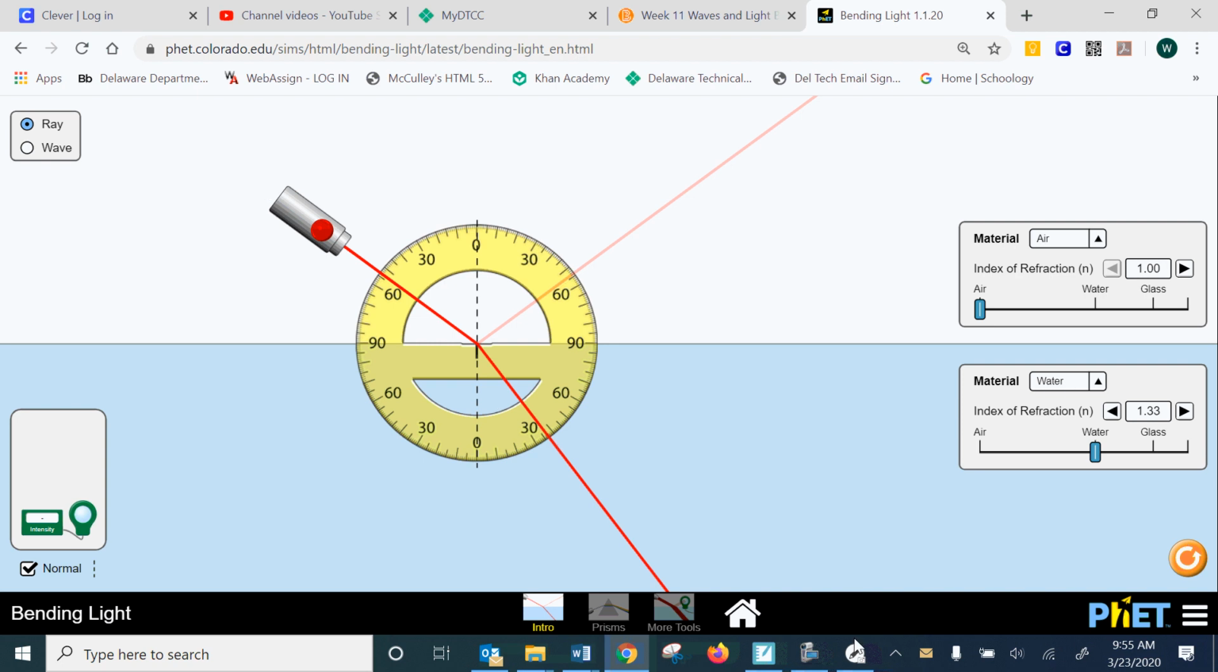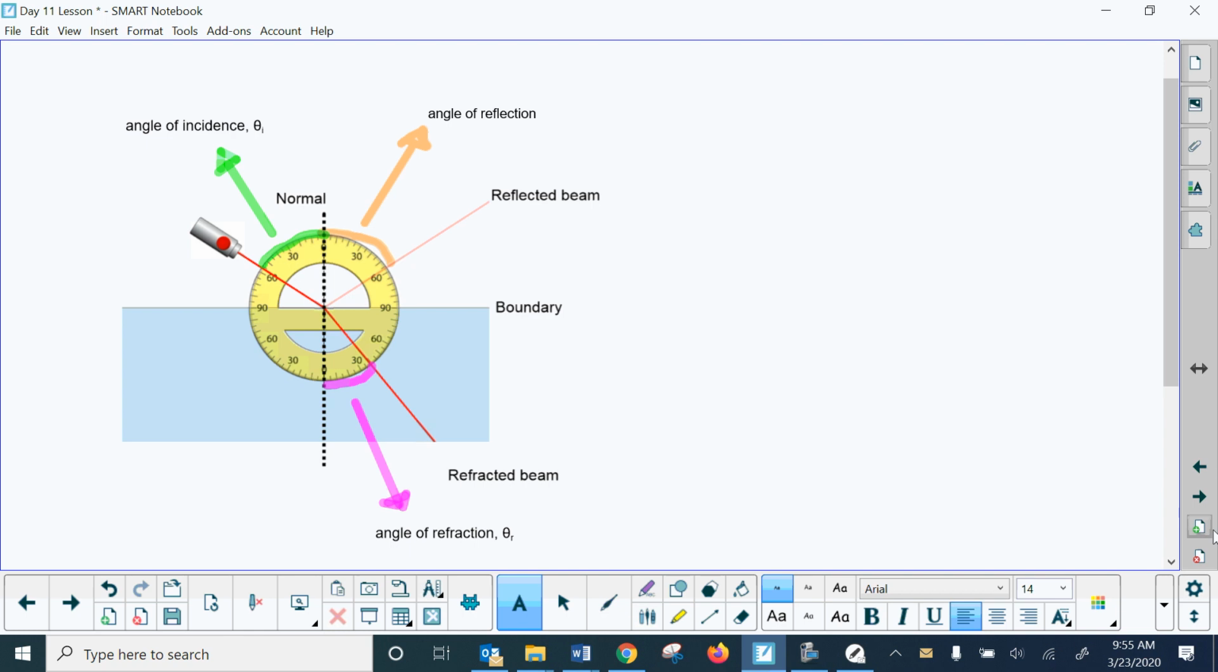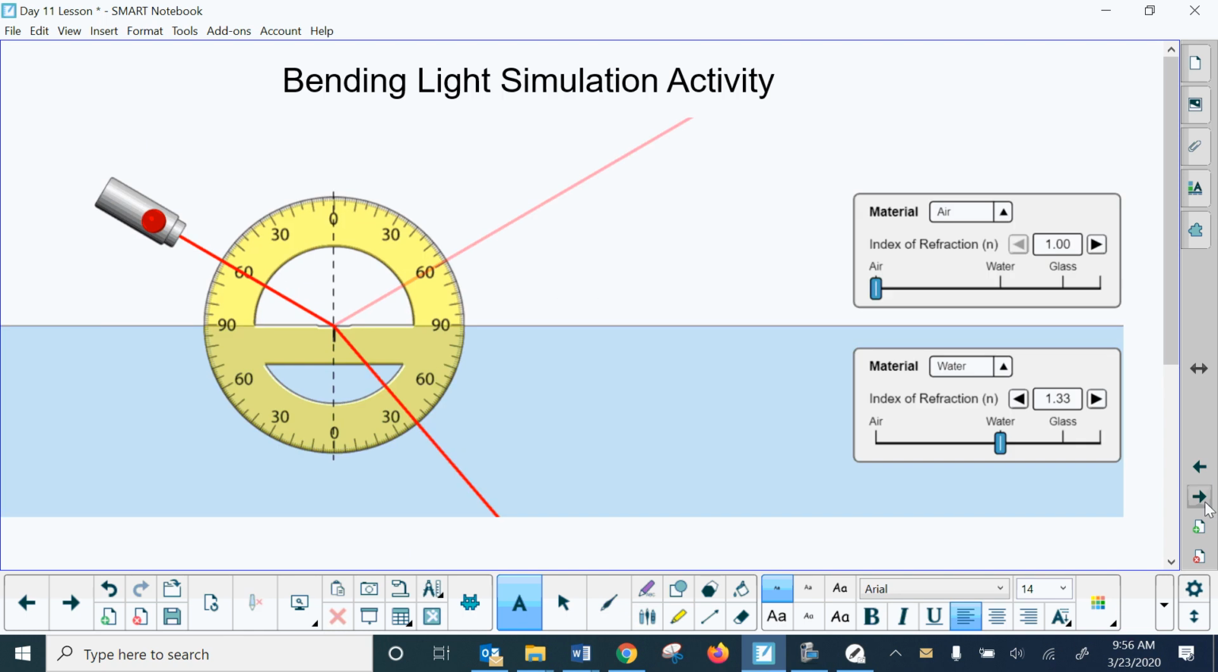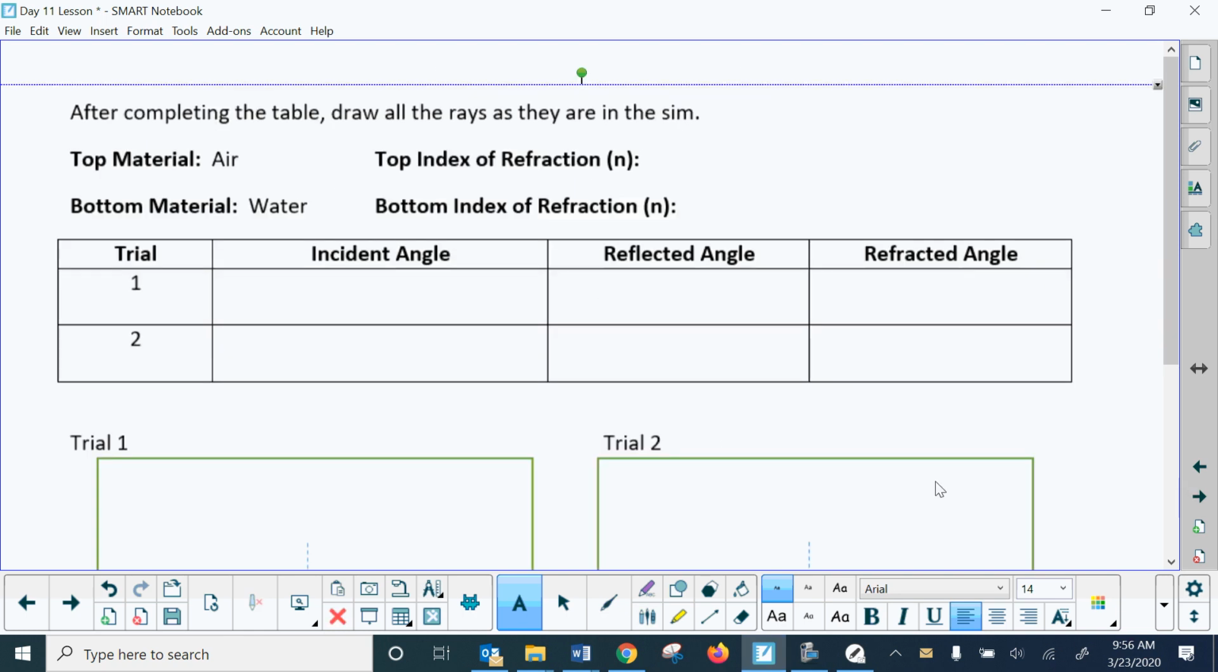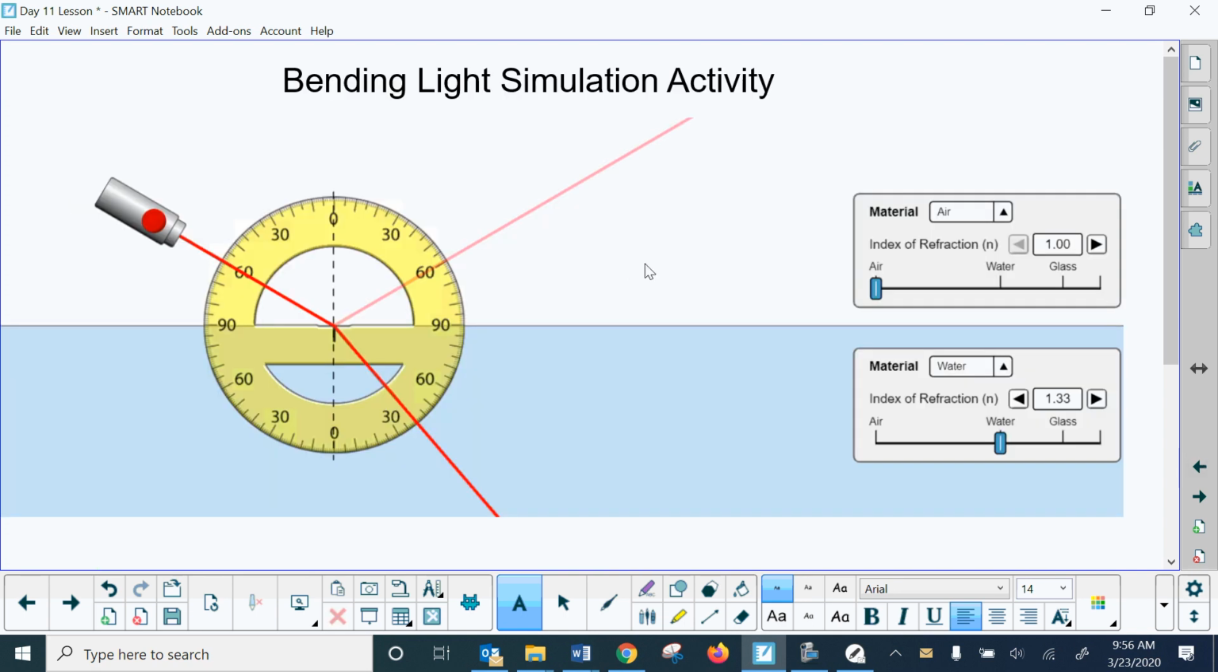So if you take a look at going back to here, that's the picture of the simulation. You're going to fill in this table. So we'll maybe do the first trial together. It says you're going to start with the top material being air and the bottom material being water, which is essentially what you have in the first setup. So this is a picture of the first setup.